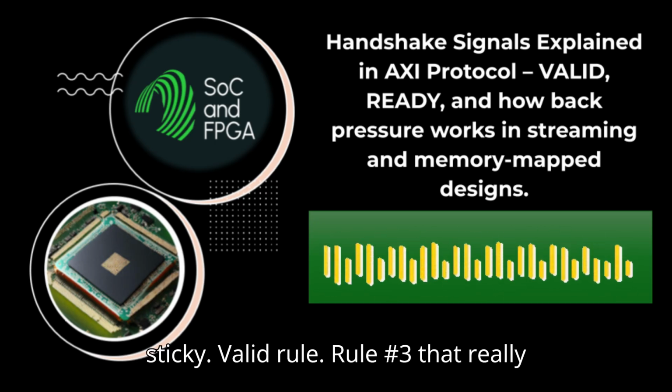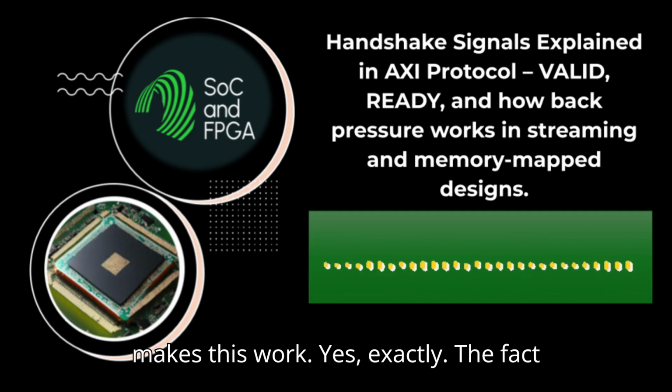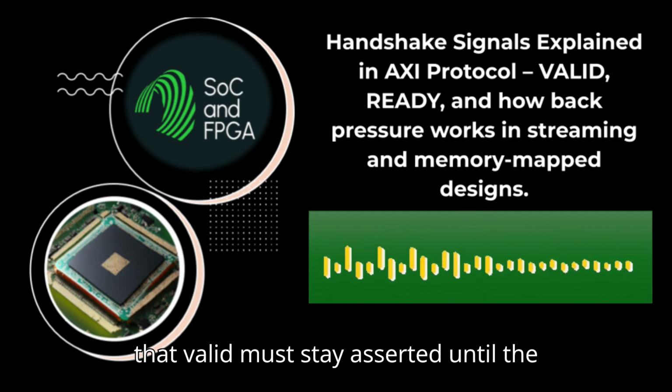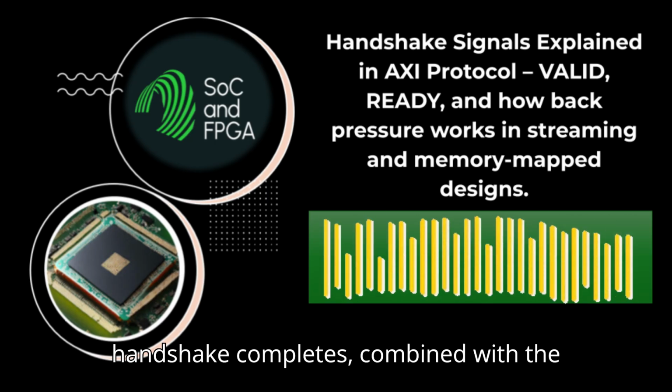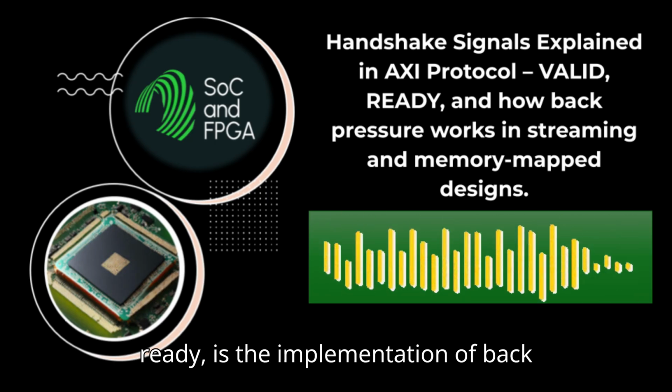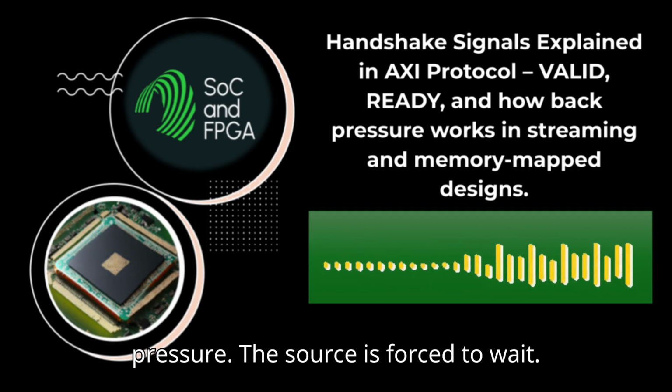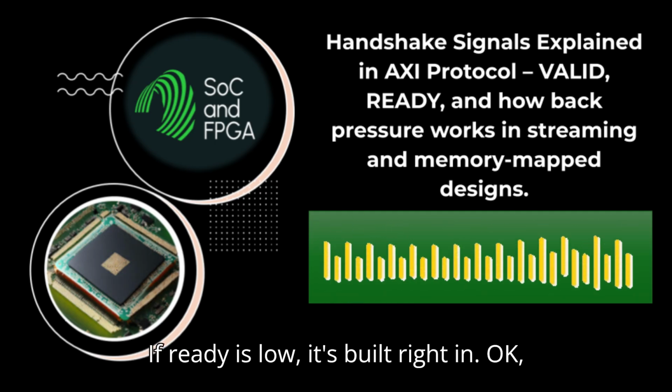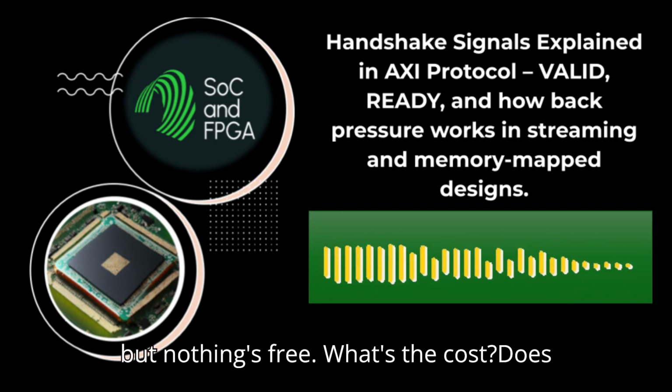And you said it's that sticky valid rule number 3 that really makes this work. Yes, exactly. The fact that valid must stay asserted until the handshake completes, combined with the destination having full control over ready, is the implementation of back pressure. The source is forced to wait if ready is low. It's built right in.